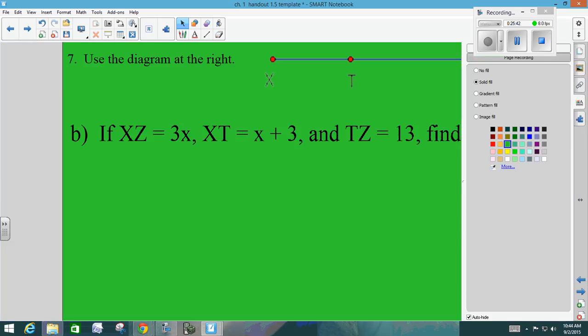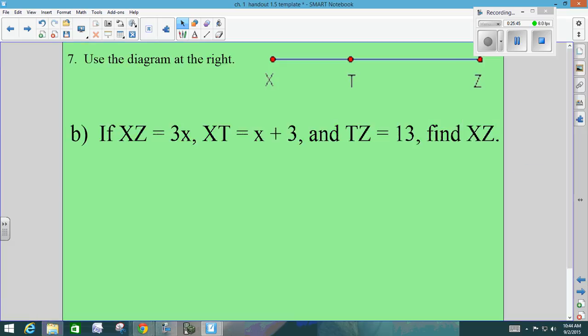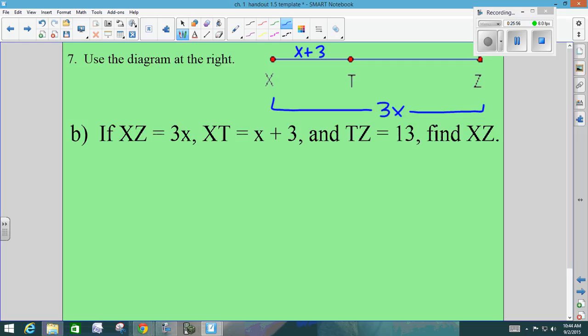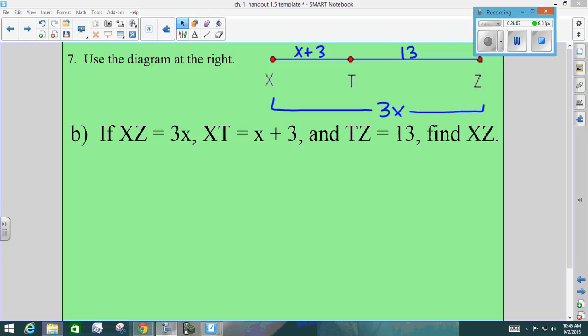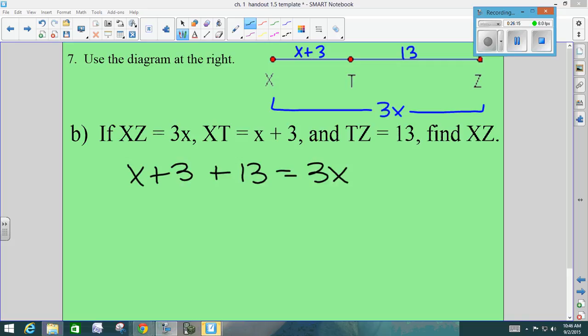Part B, we're using the same picture, but we have new information. So this time, XZ, the whole segment, equals 3x. XT is x plus 3. And TZ is 13. You need to find the length of XZ. Don't set them equal to each other and say x plus 3 equals 13. Here should be your starting equation using your segment addition postulate. The first segment plus the second segment equals the whole segment.